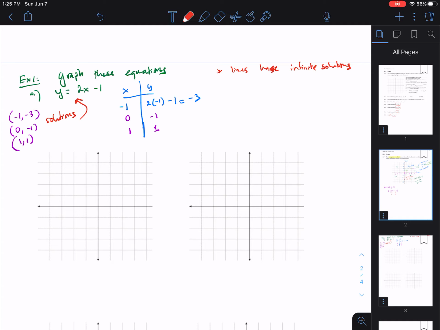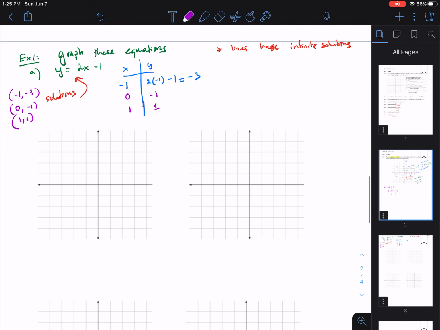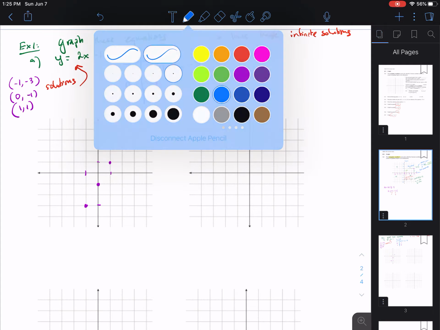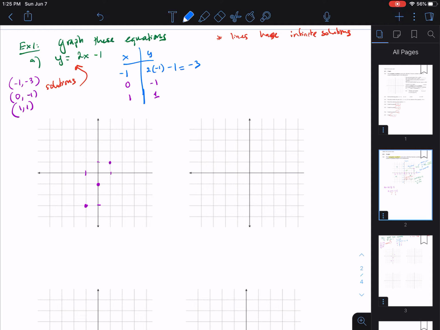So we also learned that in order to graph this y equal 2x minus 1, we just plot these 3 points, okay? So let's say we have -1 and -3, so that's -1 on x, -3 on the y. So here's the first point. 0, -1, so 0 on the x, -1 on the y, so that's our second point. 1, 1, so that's our third point there. And so now we connect these 3 points and we make a line.